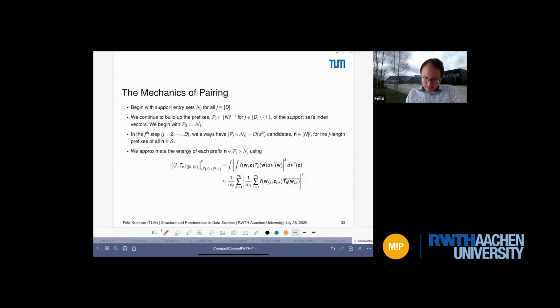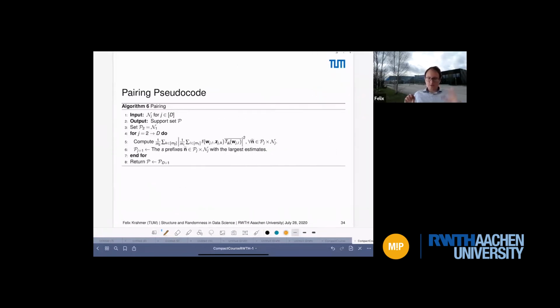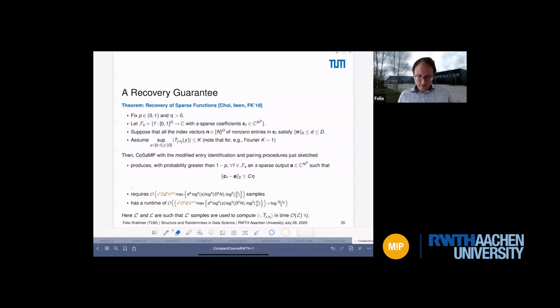So I think I will skip the calculations again, using some energy estimates where you're asking the question, is this 0 or is this non-zero, and then keeping only the O of S largest. So here, that's the procedure. As I mentioned, from the candidate set of the previously identified entries in the jth step and the candidates for the jth step, we're getting a new set of candidates, pj plus 1. So that's as much as I want to give you for the idea of this.